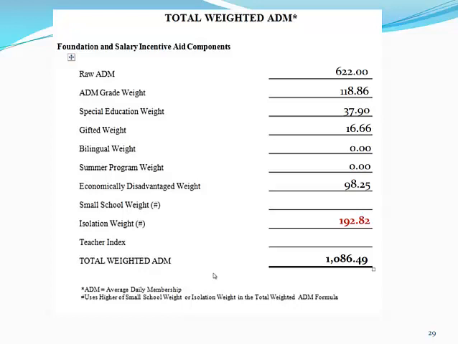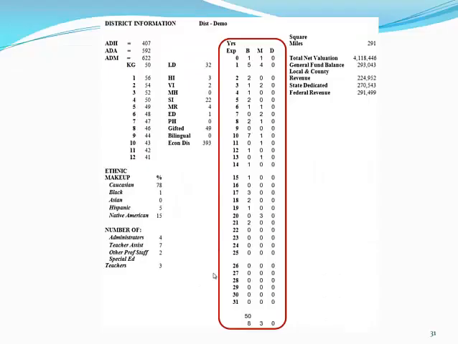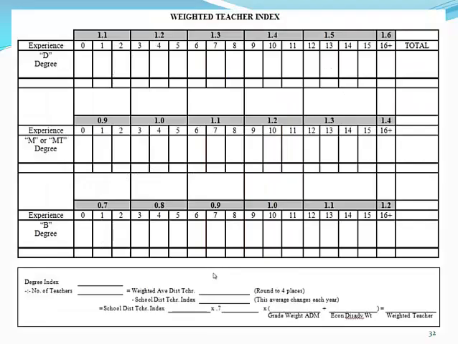The last thing we're going to look at for weighted ADM is our teacher index. And here you have information on your teachers, their years of experience, and their degrees. This is simply a matter of putting in the numbers. Okay, so you can see I have 0 years of first-year teacher. I have 1 with a master's degree. I have 4 teachers who are in their second year with a master's degree, and so forth. I'm going to do the calculations with these factors. I'm going to add both columns as I go across.